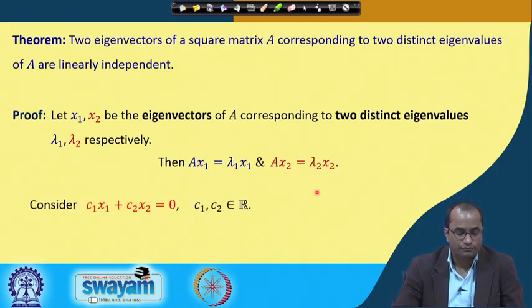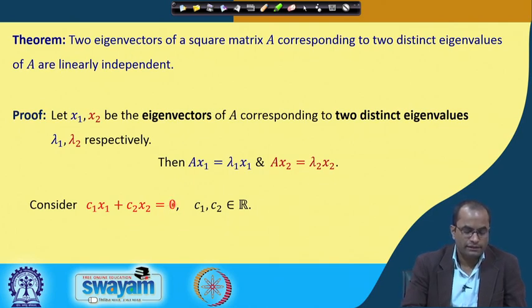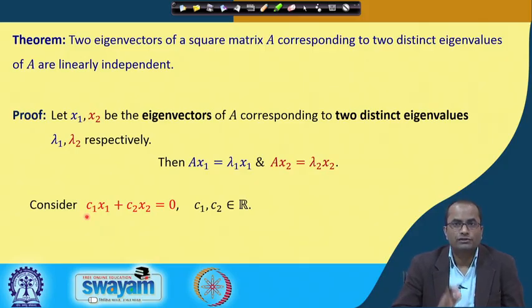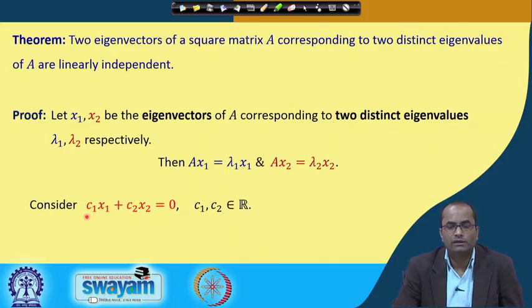And now, what we want to show is that x 1 and x 2 are linearly independent. So, for that we will consider this linear combination C 1 x 1 plus C 2 x 2 is equal to 0, and this is the 0 vector on the right hand side. We will show that this implies that this linear combination is 0 only when C 1 is 0 and C 2 is 0.